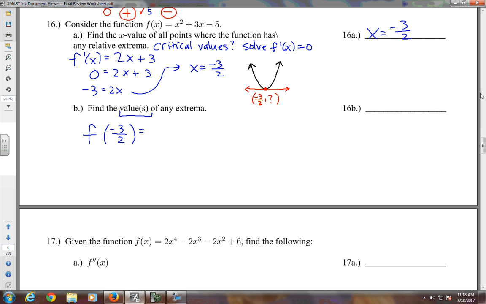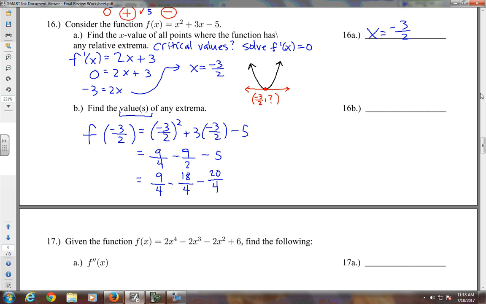So plugging negative 3/2 into the original function, looks like we're going to have to calculate a bit here and simplify. So negative 3/2 squared, square the top, square the bottom. On the second one, we have 3 times negative 3/2. That gives me negative 9/2 minus 5. Let's grab a common denominator of 4. Here, if I multiply the denominator by 2, I better multiply the numerator by 2.